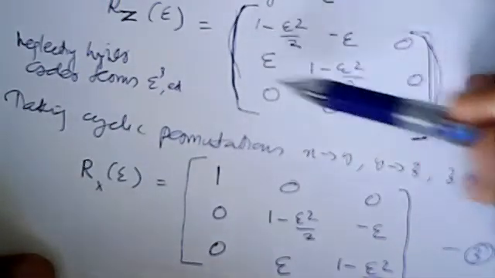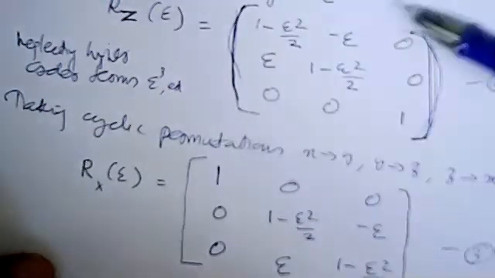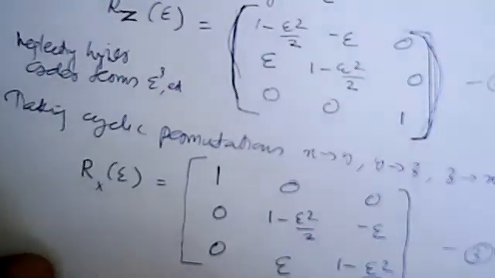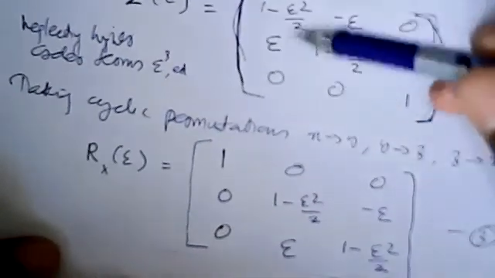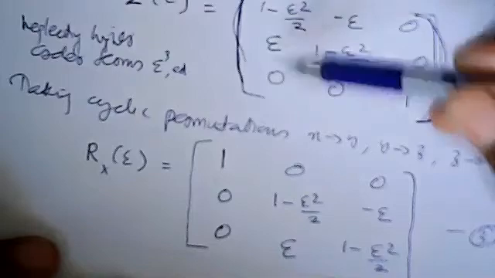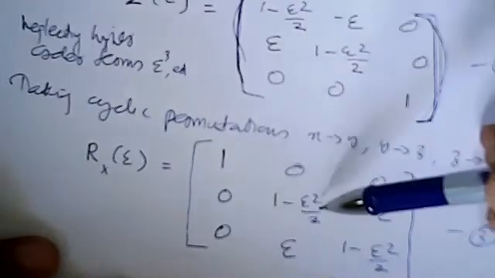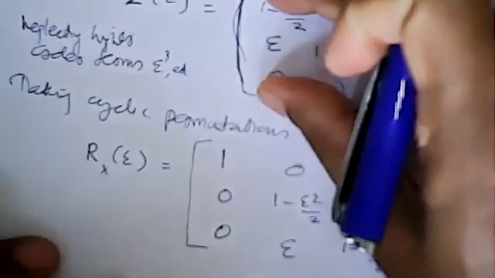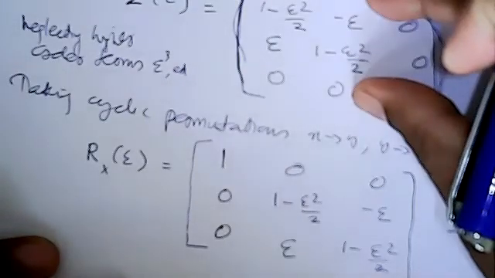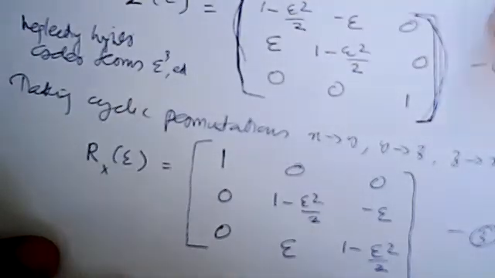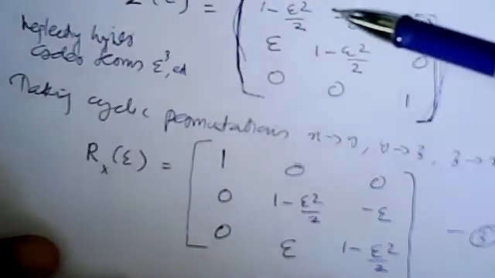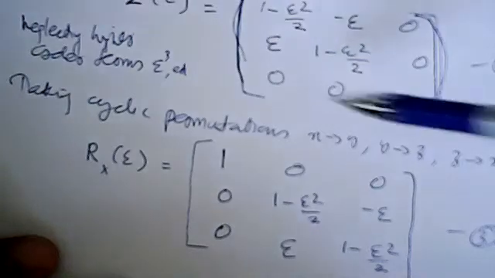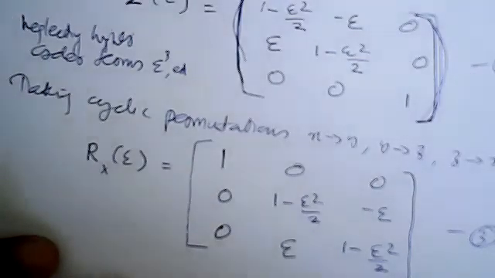Actually, you take this block and just shift it by one row and one column. So 1 minus epsilon square by 2, epsilon, 0 becomes, starting from here, 1 minus epsilon square by 2, epsilon, 0. Like that. You push each column to the right once and each row to the bottom once. Then it should cycle, meaning the third column should appear as the first column and the third row should appear as the first row.